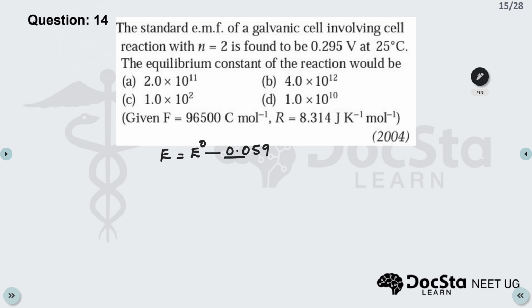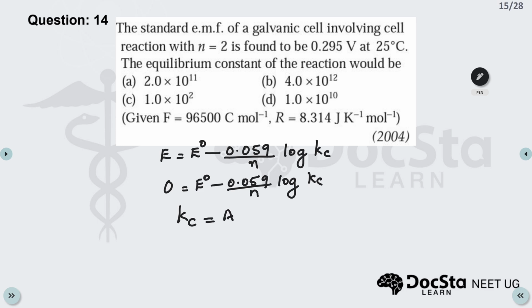So what we wrote in the last problem, log Kc, isn't it? At equilibrium we know the value of E is 0. So this equation becomes 0 is equal to E0 minus 0.059 by n log Kc. The equation takes this form.